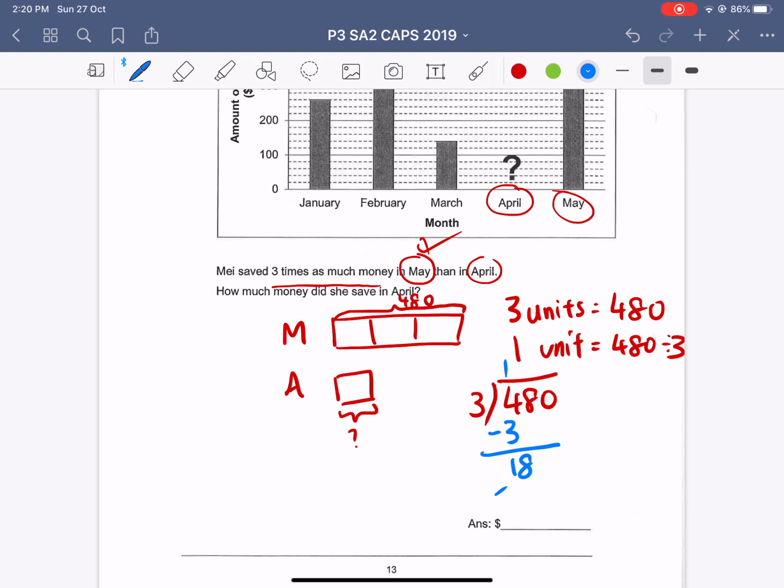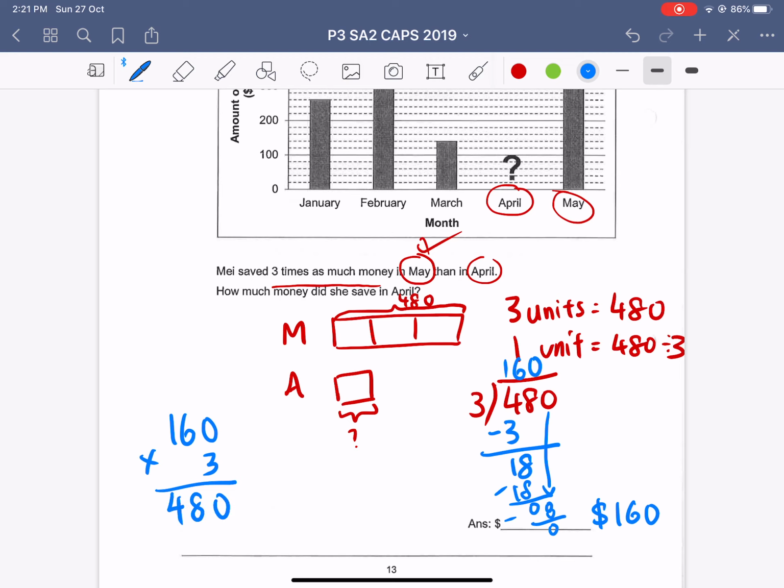1 18 will be 6 18. Bring down a 0, nothing to multiply anymore, you get 0. So the answer is $160. So we check our answers. 160 times 3, does it give us back 480? Yes. So the answer in this case is $160. Okay, the person saved more in May.